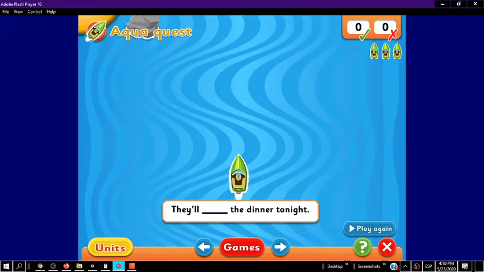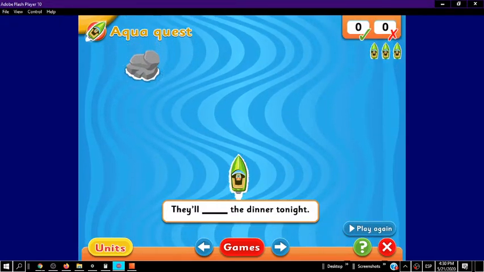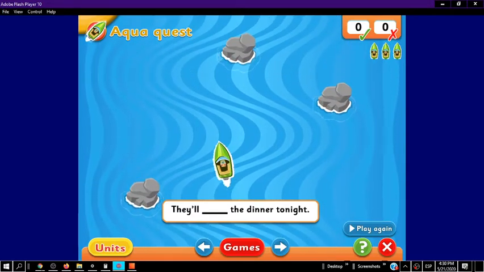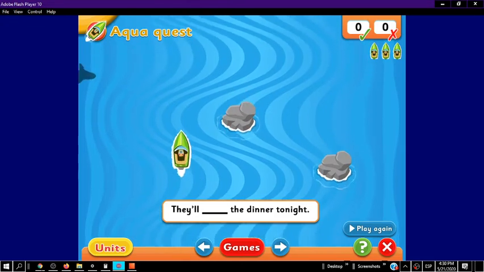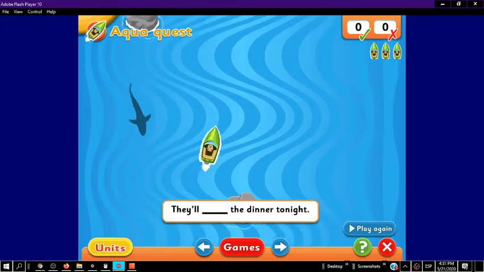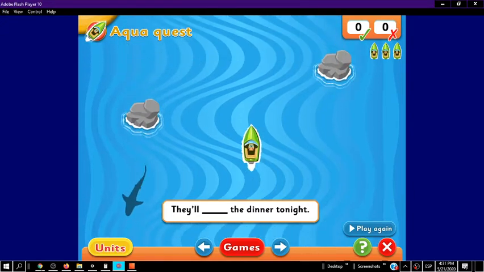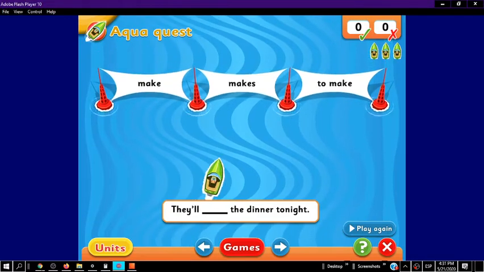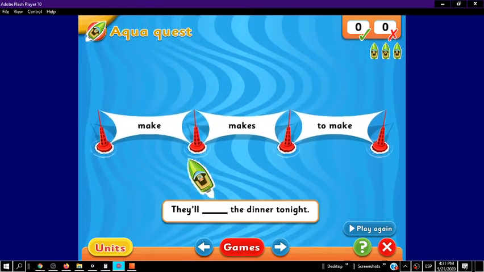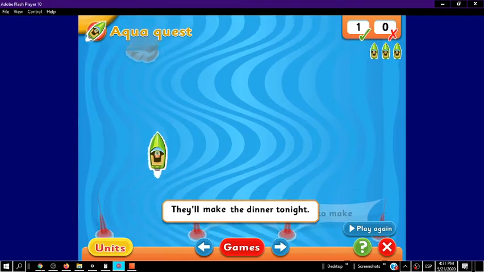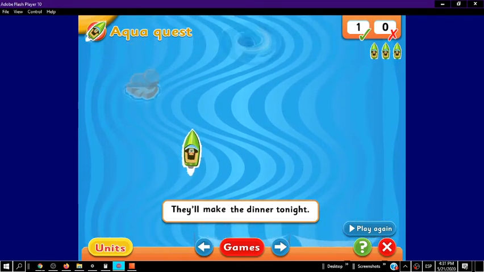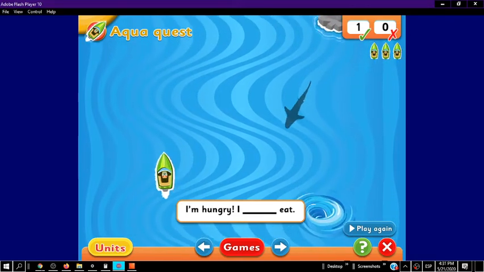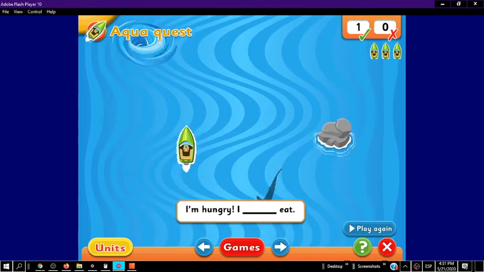So just like the woman said, we're going to choose a word and complete the sentences. This first sentence says, they'll blank the dinner tonight. To move this boat along the river, similar to the Nile River that we were just talking about, we have to find the correct word that goes with blank. They'll make the dinner tonight. Let's weave around these whirlpools, sharks, and rocks. Let's see if we can do our next one.